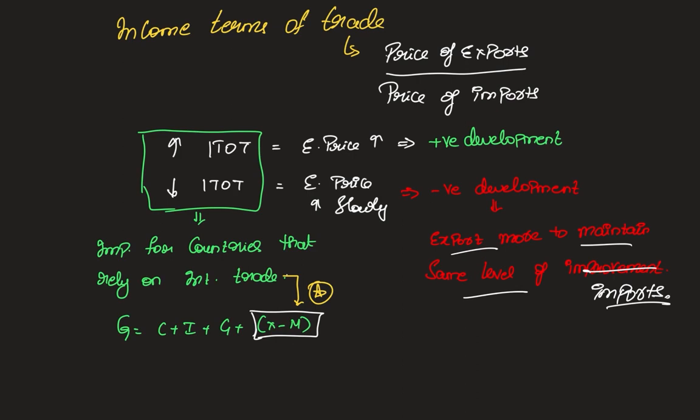So where is this ITOT as a term important? You know, the GDP formula is C plus I plus G plus X minus M, and this talks about the trade. So for countries which are significantly dependent on international trade, this becomes very important. So you have to understand the term and how it can be asked in UPSC Prelims. So this is how it can be asked.